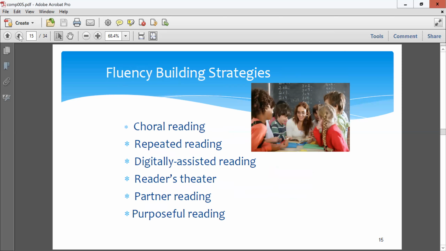So how can we build fluency? Repetition, okay? Practice, oral reading, listening to reading, doing reader's theater, doing partner reading, doing purposeful reading, helping students to just get better at this. But the key thing is that students have to be able to decode before they can read fluently.